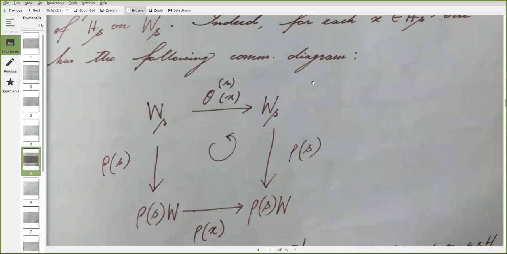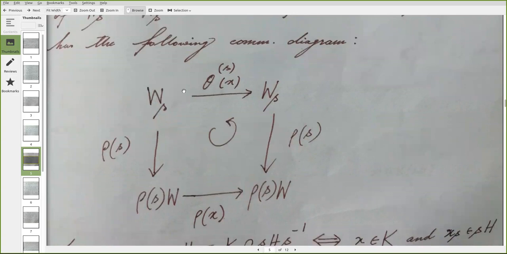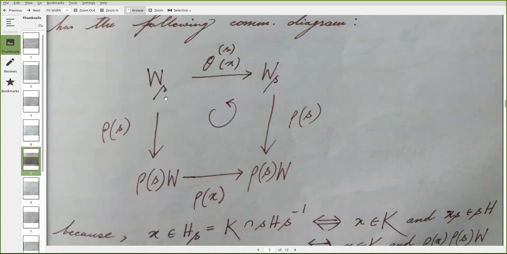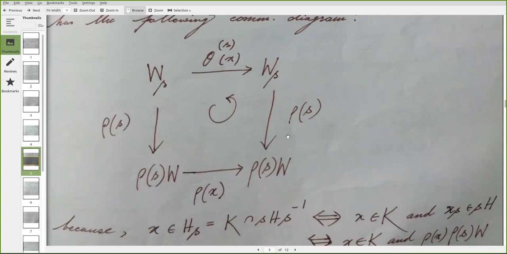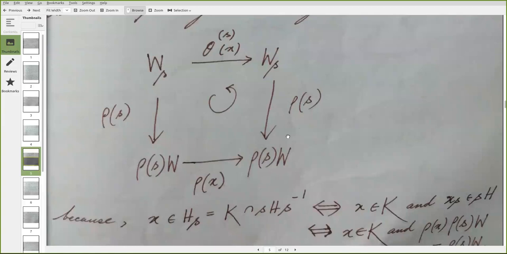And now we have to show that, as I said, the representation of HS on WS, which is denoted by theta X, is isomorphic to this subrepresentation. So we have to get an HS invariant linear map, right? Because here the group under consideration is HS, and this is quite clear. This is what the diagram is.